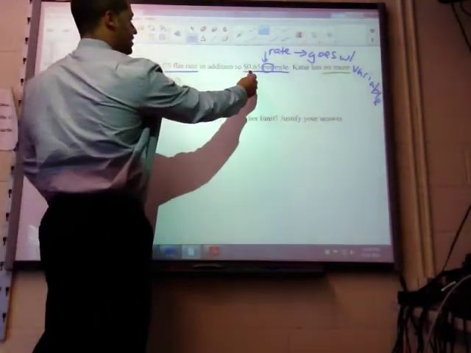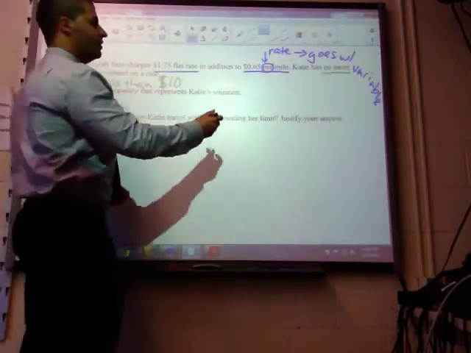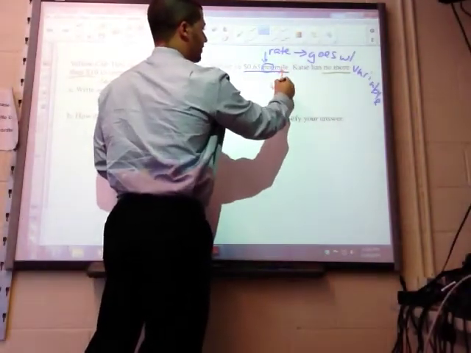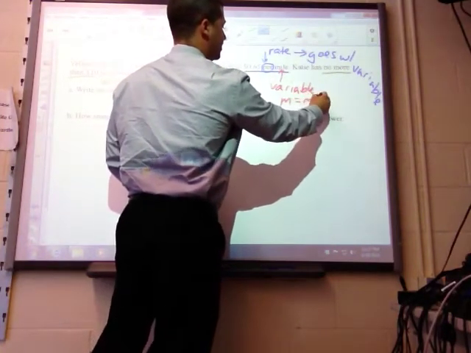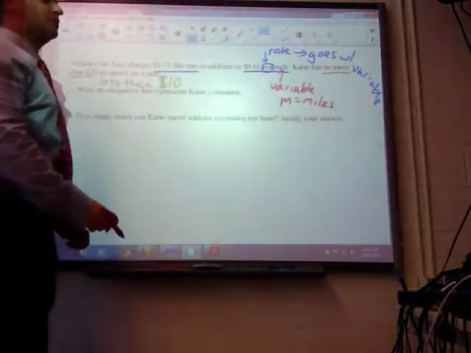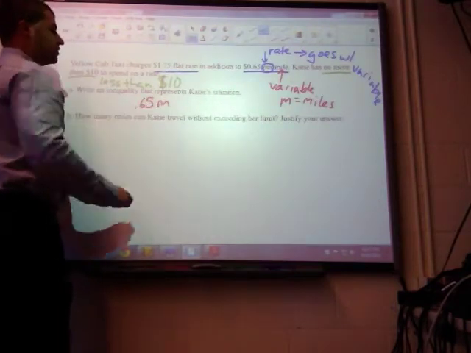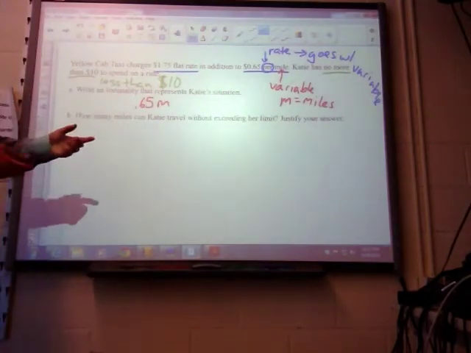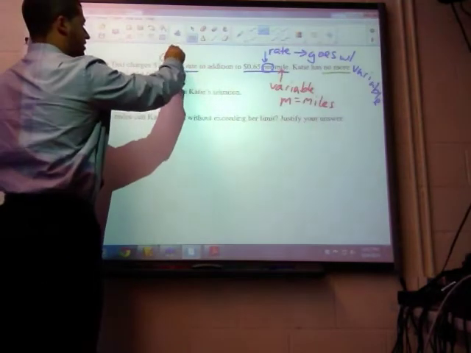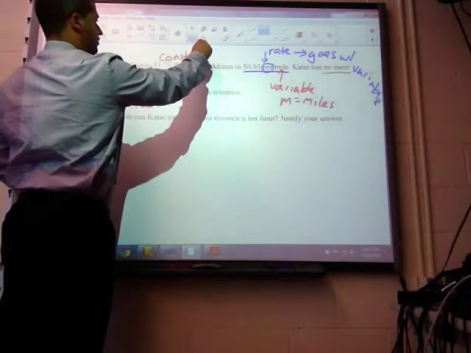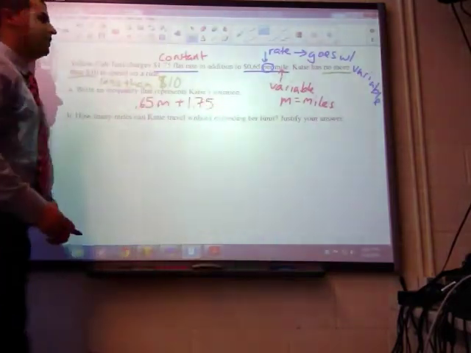So we know that it's 65 cents per mile and $1.75 just to get in the cab. So I said that this per means rate, which means that the term after it is going to be your variable, generally. So I'm going to say m equals miles. And we're writing an inequality. So we want 0.65 m because our variable comes after our rate, right? 65 cents per mile. The flat rate is a constant. That's something that's never changing, so we're going to add 1.75. Just to get in the cab, it's $1.75.